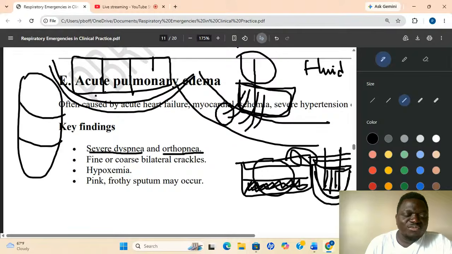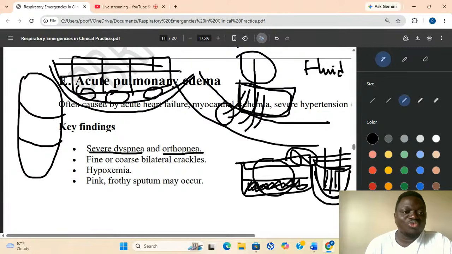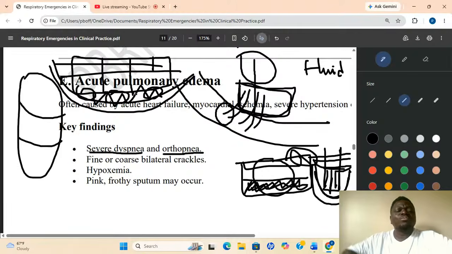If they accumulate a lot of fluid here, it means that I cannot exchange oxygen and carbon dioxide here. Okay, I cannot exchange. Yes, some will also pass through the top and go. So the top I can exchange, but the down I can't.